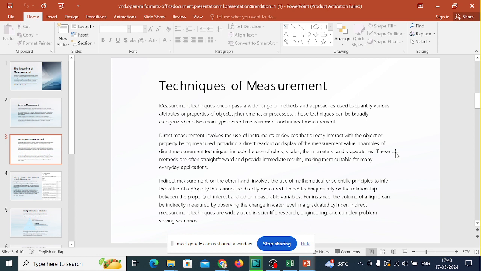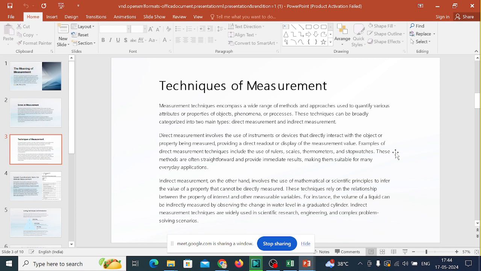Okay, so this is the technique of measurement. Always remember, there are two measurements: number one is direct measurement, number two is indirect measurement. What is direct measurement? Direct measurement gives you instant information, an instant measurement of any particular goods, like a thermometer, stopwatch, or scale.